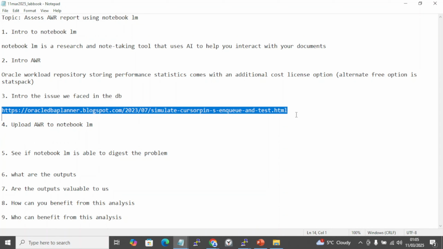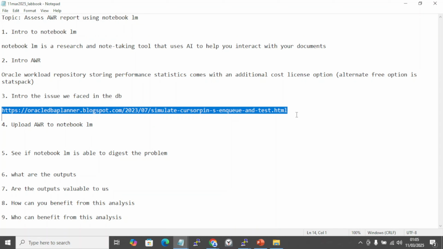Let's see if Notebook LM is able to provide that. I'm sure it will not be able to provide it because it doesn't know the solution. It's not the regular Gemini or ChatGPT or any other AI assistant. This is purely based on the content you uploaded, and we are not uploading the solution. ADDM, yes, it's getting uploaded. It does provide recommendations, but it doesn't provide a solution. And we have not uploaded a comparison report as well, so it may not be able to give us an accurate answer.